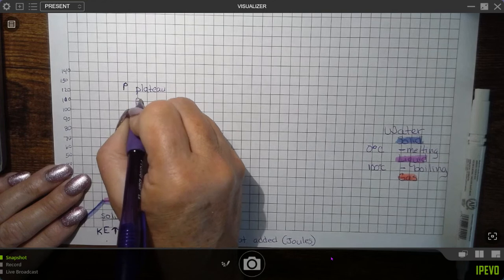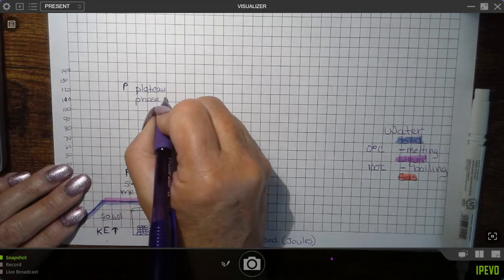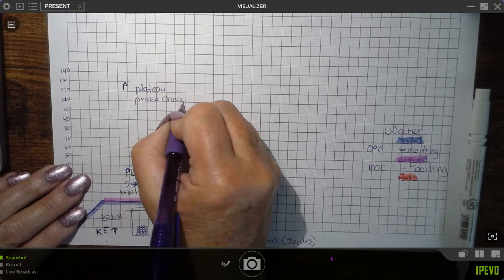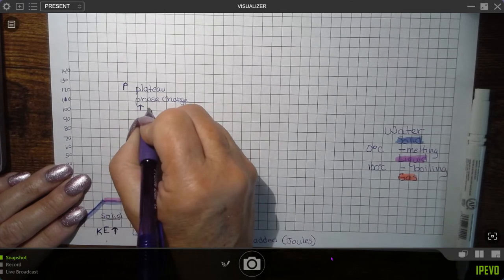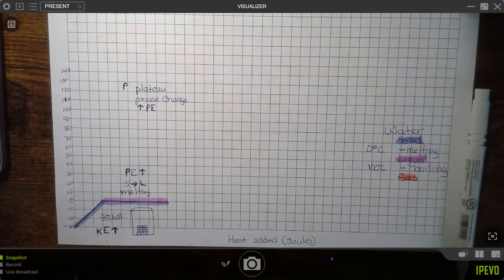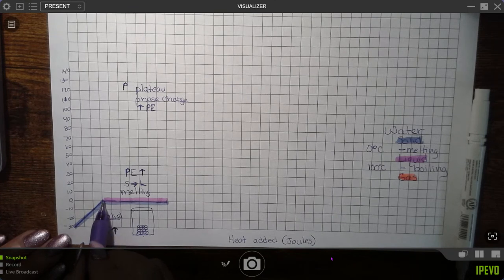It stands for phase change, and it stands for increasing potential energy. Okay, so if that helps you, those three P's happen along the plateau. Okay, so along this plateau, our temperature remains at 0 degrees.